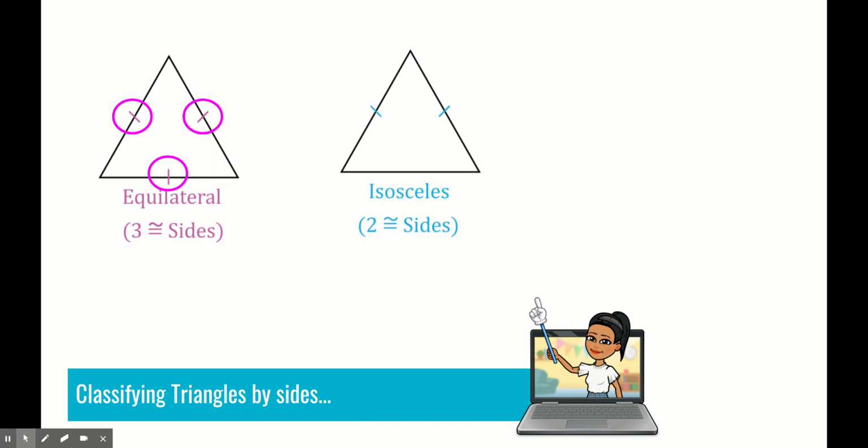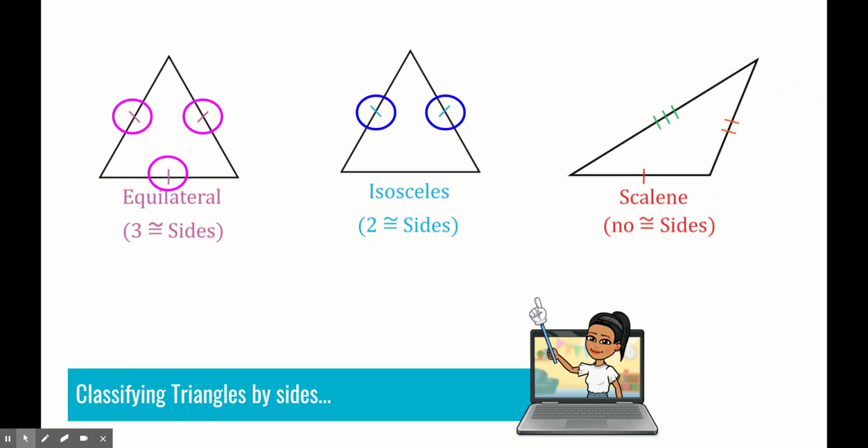Now, looking at a triangle that only has two sides the same, we call those isosceles. And finally, we've noticed that there are some triangles without any congruent sides, and those are scalene. So taking a look at this once again, we are looking for sides that are congruent, sides that are the same. That is how we are going to go about classifying these triangles by sides.